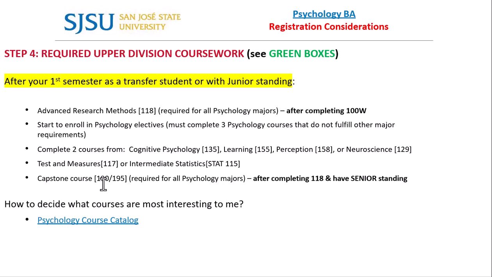So remember, first take 100W, then 118, and then 190. Okay, those are the 3 required classes. All of the other upper division coursework in psychology, you have flexibility of when you take those. Just make sure that you fulfill each of those requirements to earn your degree.